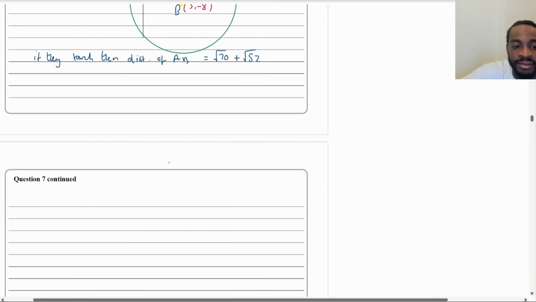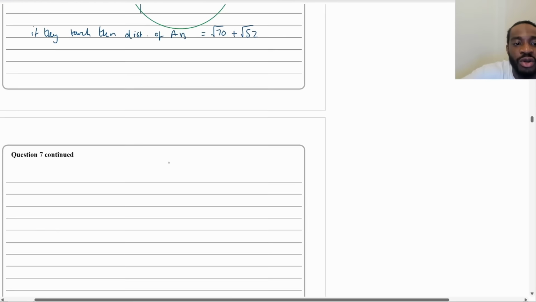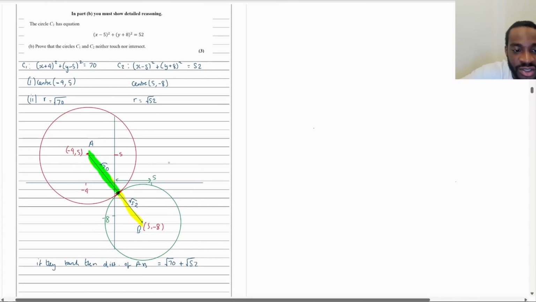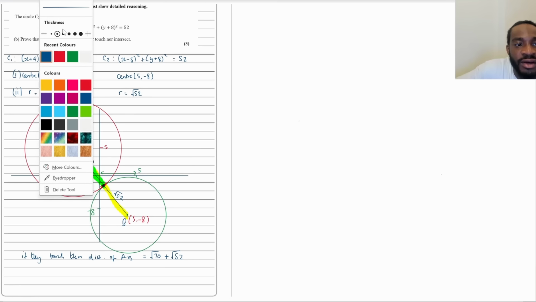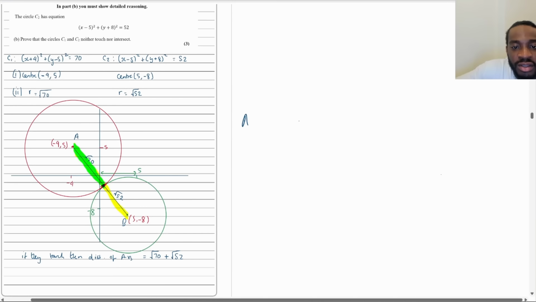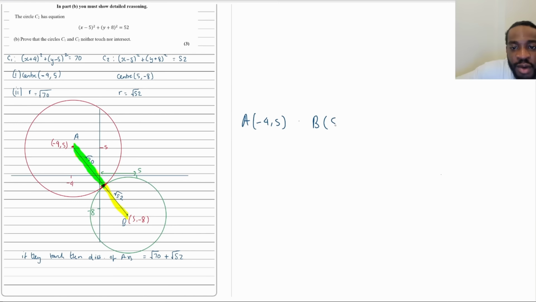So let's do that here. Or you know what? I like the diagram. I'm going to do it on the side here actually, so we can see the diagram as well. So let me just make my pen a bit thicker. So we've got the first center, which I'm going to call A, -4, 5, and B, which is going to be 5, -8. I want to compute the distance between those.